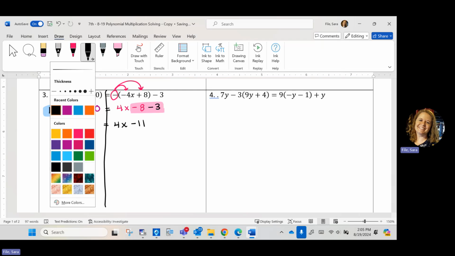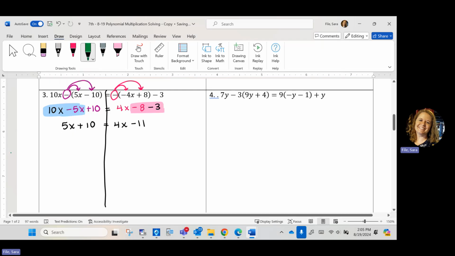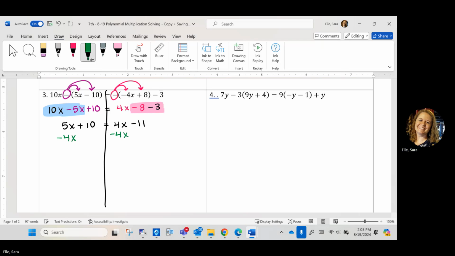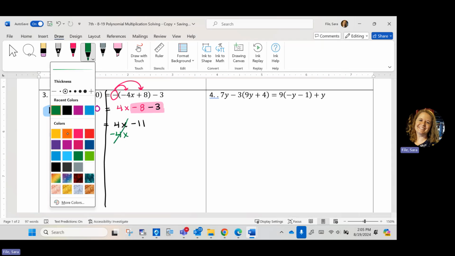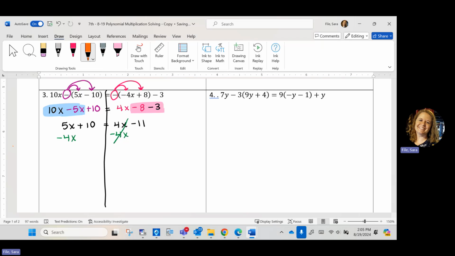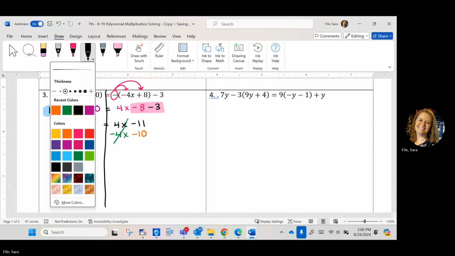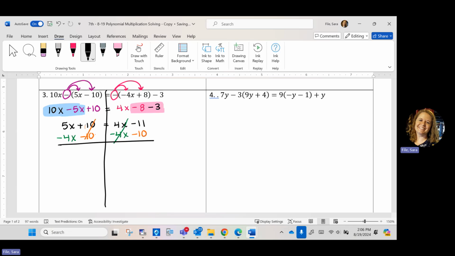Now, in my case, I want to keep my variable positive if I can. So I'm going to move the 4x to the left by subtraction because that's the opposite operation. So it eliminates it from the right, which means I moved my variables to the left. So I'm going to move my constants to the right. So I'm going to subtract 10 over here to eliminate it there. So this comes down, I combine like terms and I get x equals negative 21.